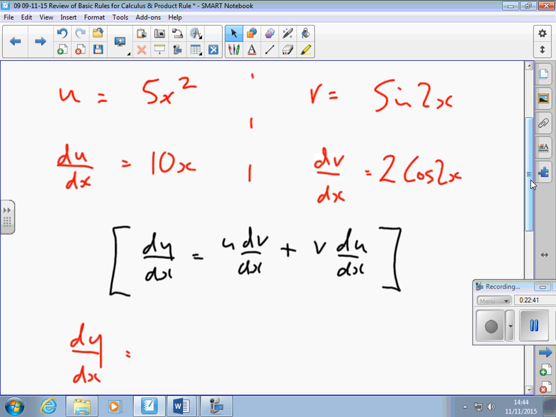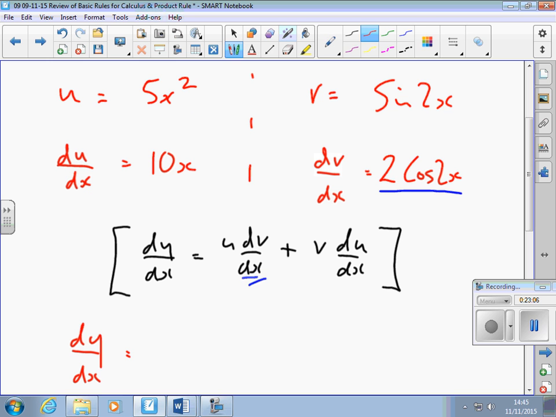And then I'd like you to state the rule you're going to apply, the product rule. So write down the product rule, please, if you're doing this in an assignment, which tells you what you're going to do. You're going to write down what u is, and what is u? It's 5x squared, and multiply that by dv by dx, which is 2 cos 2x, and so on.